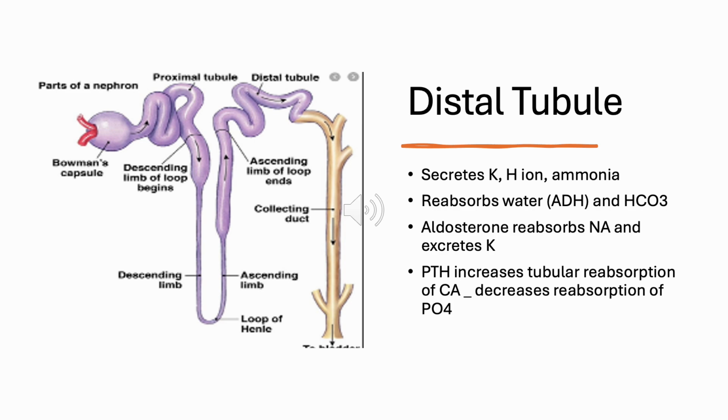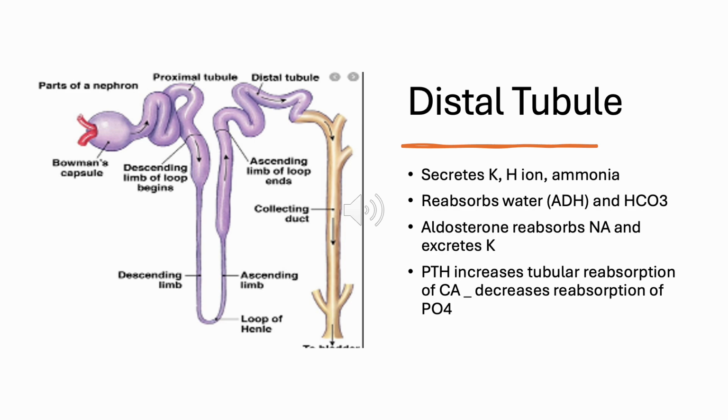It also secretes H ion, which means we lose hydrogen in our urine. And remember, that's acidic, so we lose acid in our urine, and ammonia. We also lose that in our urine. It helps us reabsorb water under the influence of ADH, antidiuretic hormone, and it helps us reabsorb bicarb. So if we're not able to reabsorb water and bicarb, we could be dehydrated, we could become acidic, okay?